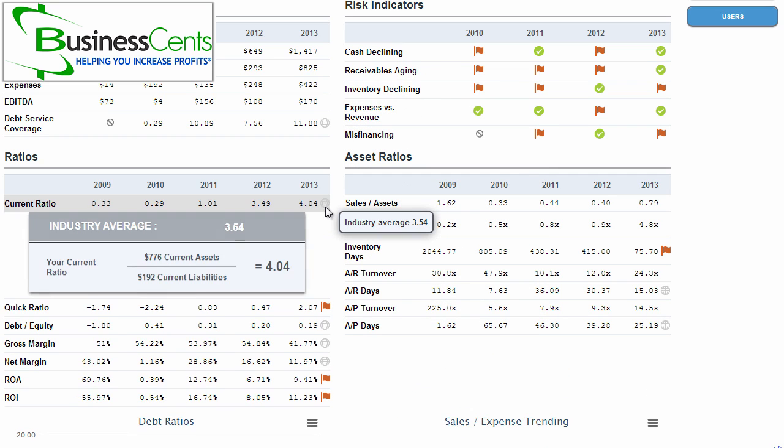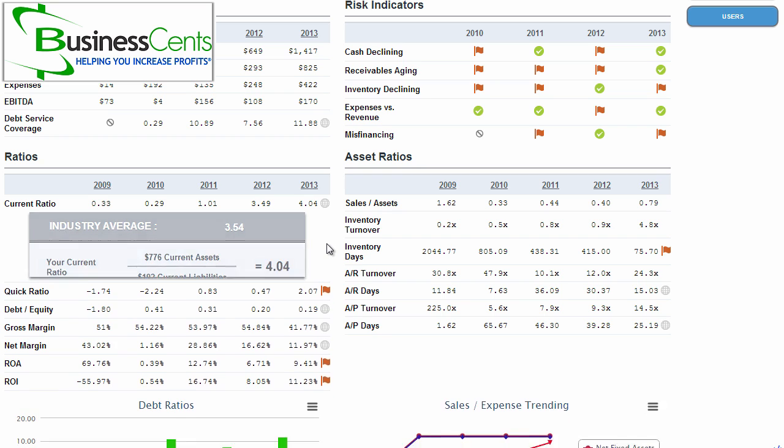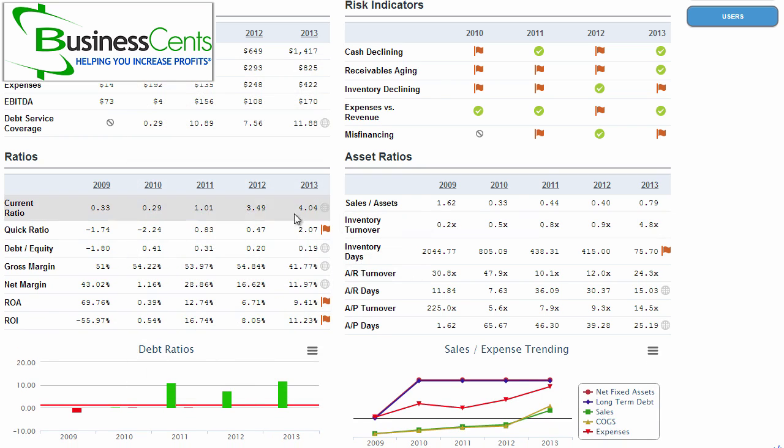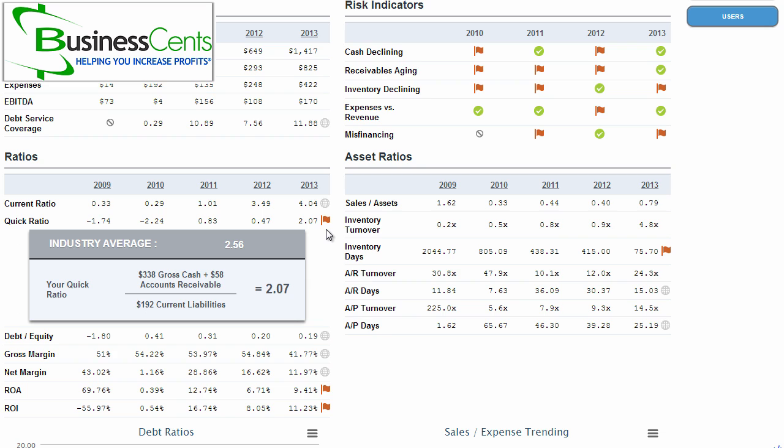And if you click on it, you can even dive into how the calculation happens. Your current ratio is 776,000 in current assets divided by 192,000 in current liabilities, which gives you the 4.04. And then just click out to have that collapse back in. But look at your quick ratio. You're a little bit low, right? 2.56 is the industry average, and you're 2.07. Again, you can click in to see exactly which numbers contributed to your quick ratio.